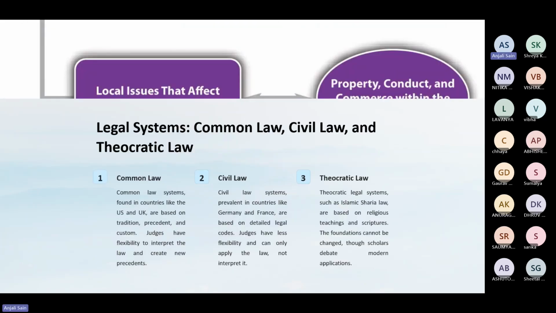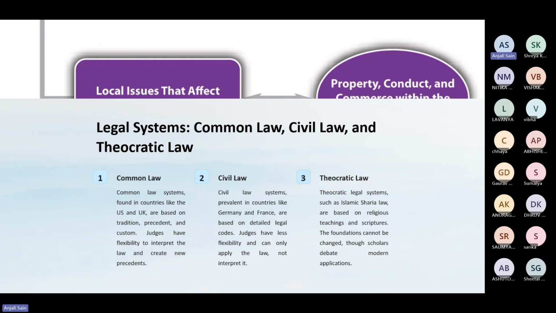Then we'll move forward to the legal system. Ab legal system mein there are three laws. First is common law, civil law, and theocratic law. Common law system is found in countries like US, UK, and they are based on tradition, precedent, and custom. Judges have flexibility to interpret the law and create new precedents.